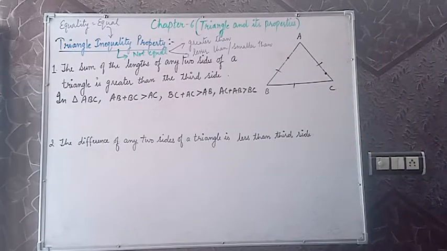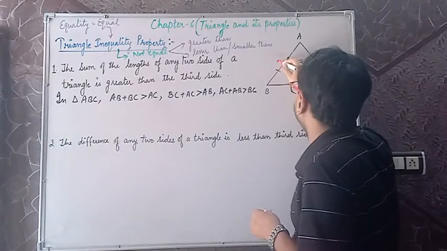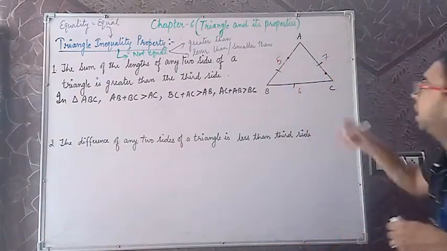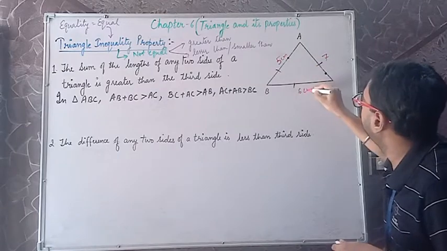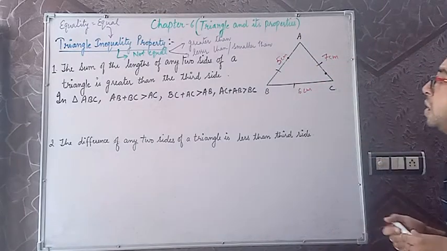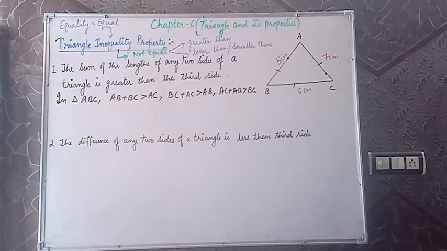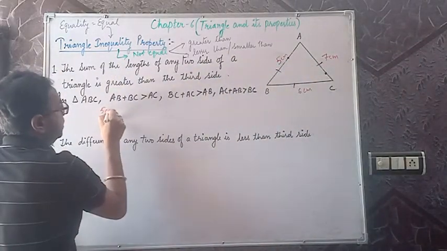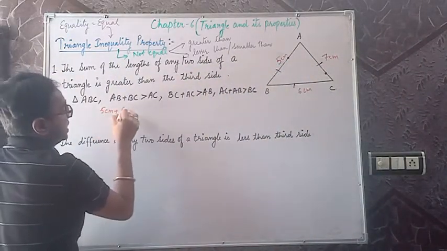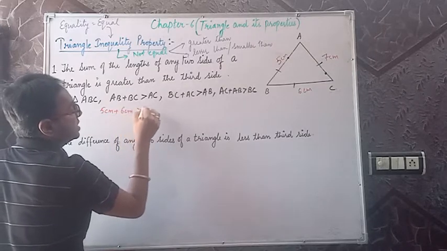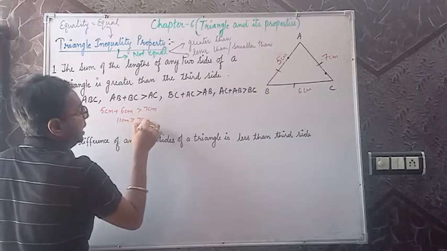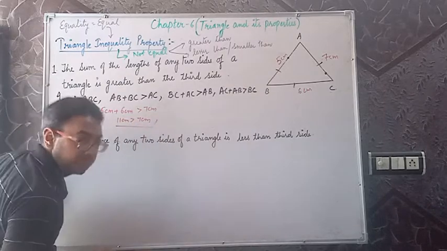Clear? Now, let's take an example. If I say this is 5, this is 6, this is 7. I have taken these sides 5, 6, 7. Let's prove it. Now, AB plus BC is greater than AC. Let's check. What is the value of AB? 5 centimeter. What is the value of BC? 6 centimeter. What is the value of AC? 7 centimeter. 5 plus 6, 11 centimeter, which is greater. It means yes, it's true.